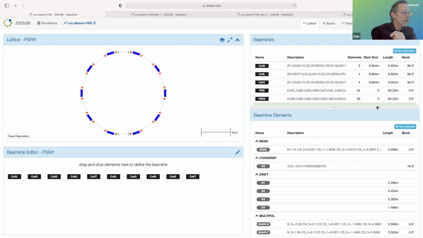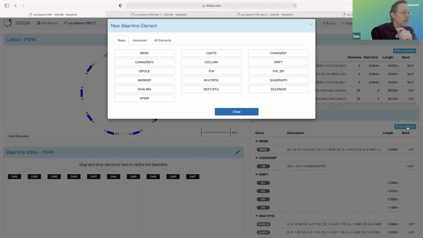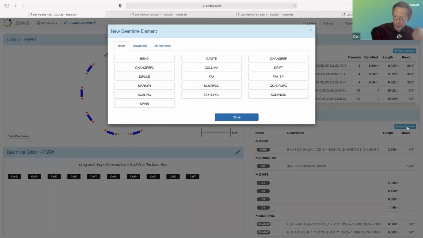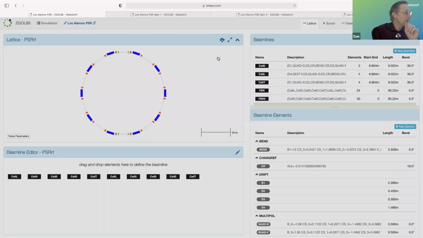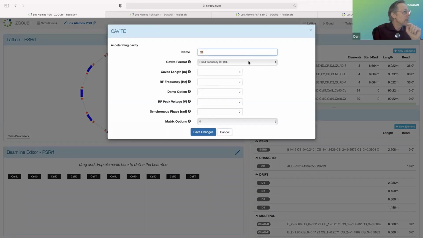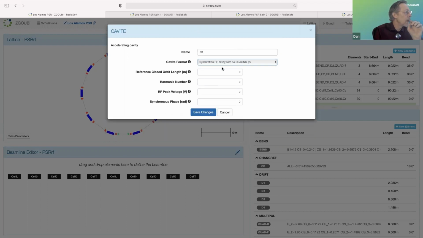Where did my mouse go? There it is. Create a new element. You will learn some French while you are working with Zgoubi. You do not look for a cavity, you look for a cavité. That's what that is. And I want the cavity that gets locked to the scaling. For this particular type of cavity, I need to put in the size of the ring, which is 90.224 meters.